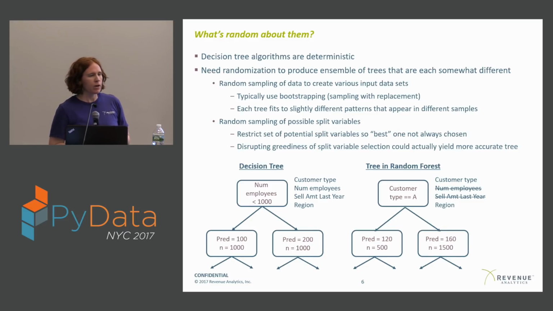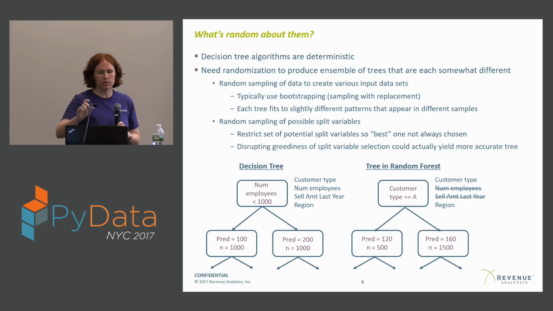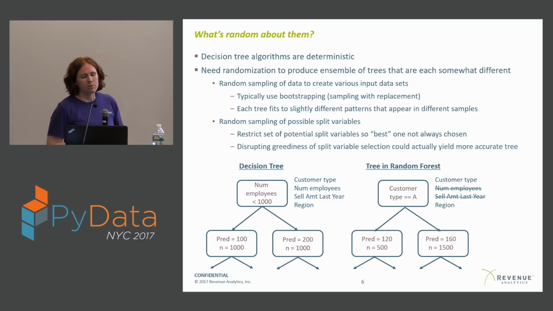Whereas what we do in the random forest to bring in this randomness is you randomly restrict this set of potential split variables. So we can see on the right, we've eliminated number of employees and sell amount last year as candidates. We restrict ourselves to only 2 predictor variables as options, and then choose the best among them.